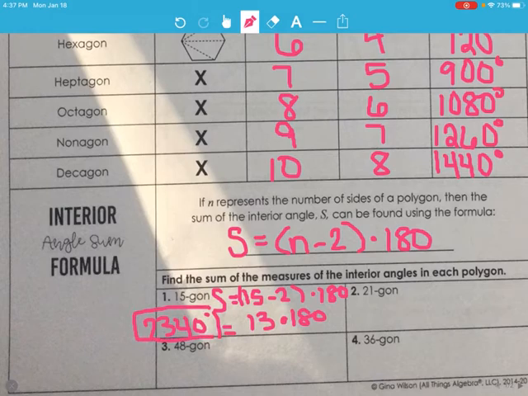Again, we'll do one more. I'll do number 3. I will take the formula. Instead of writing the letter n, I will put 48, since that's what they give me in the problem, minus 2, all times 180. So that means I have 46 times 180, which is a big number. It should be 8,280 degrees.